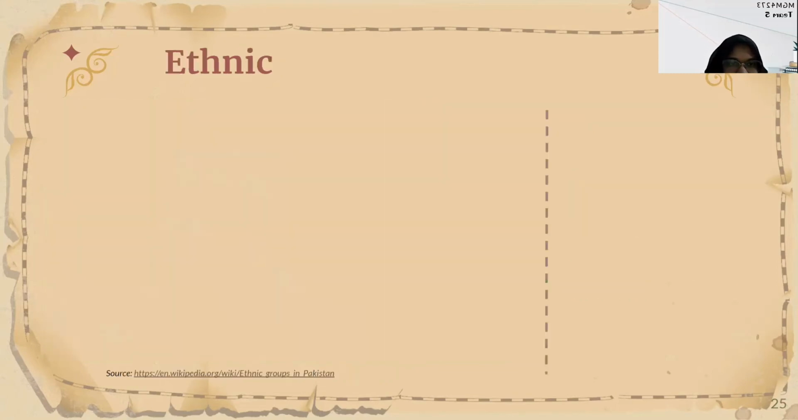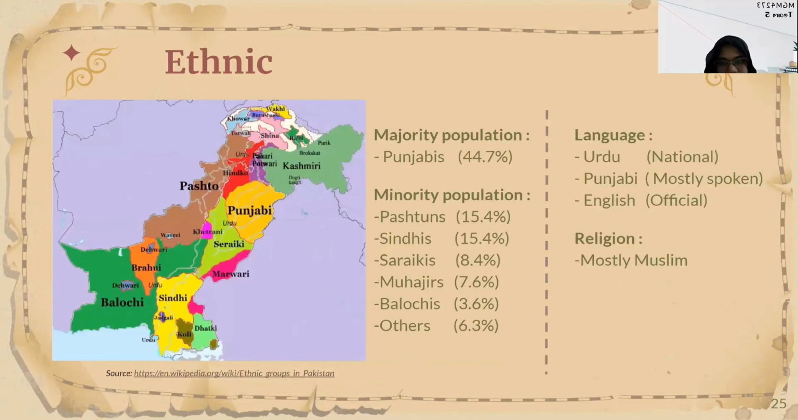Next, we come to the ethnic groups, and also language and religion. Here, the major population consists of the Punjabis, which is 44.7%, and then the minority population consists of Pashtuns and Sindhis, which are both 15.4% of the population. Saraikis and Muhajirs have a very little difference between them, at 8.4% and 7.6% respectively. The rest is Balochis at 3.6% and others at 6.3%.